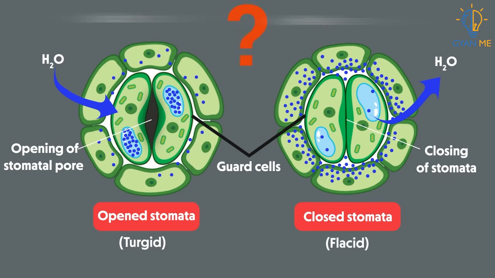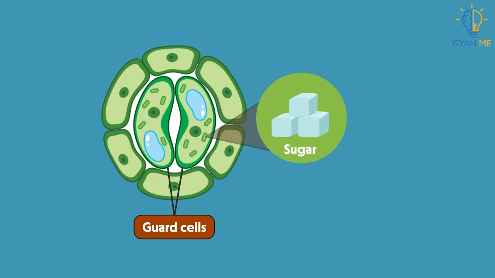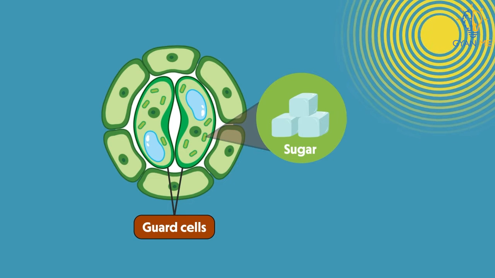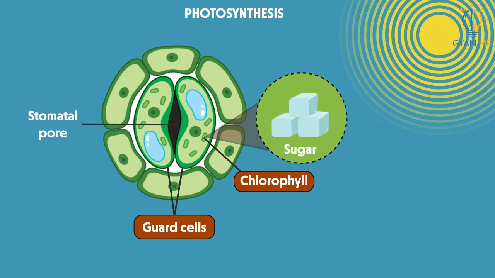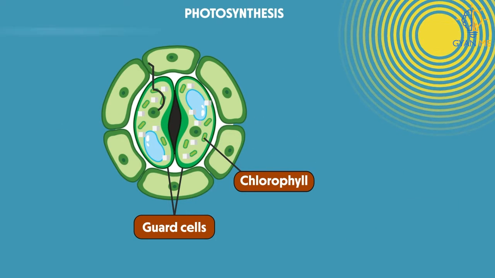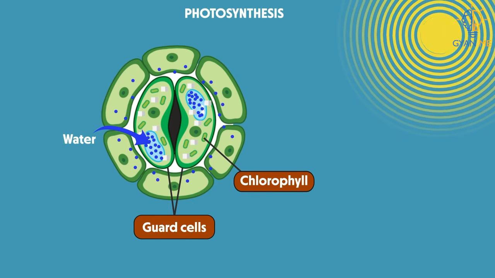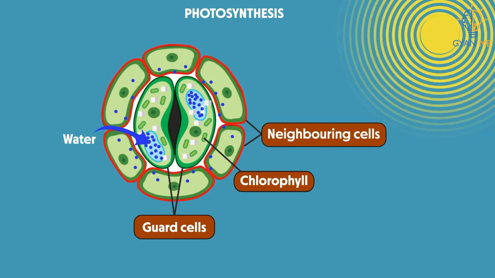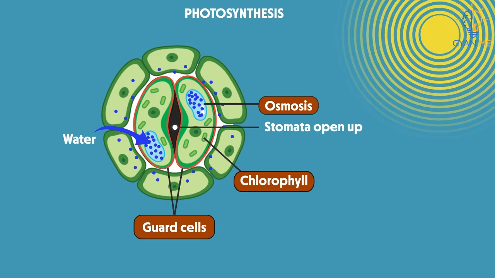And why do these cells absorb or release water? According to a theory, the turgidity of guard cells depends upon the presence of sugar and starch in them. In the presence of sunlight, the guard cells around the stomatal pore prepare sugar and starch via photosynthesis, as they have chlorophyll. And as we know, sugar is soluble in water, which in turn increases the concentration of solute in guard cells. Due to this, water enters into these cells from the neighboring cells by osmosis. Hence, they swell and the stomata open up.